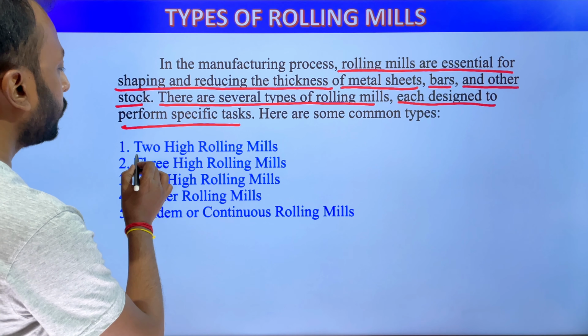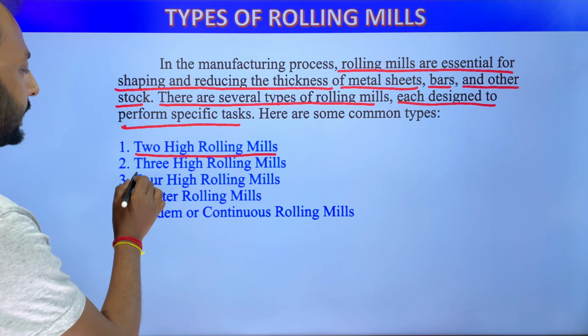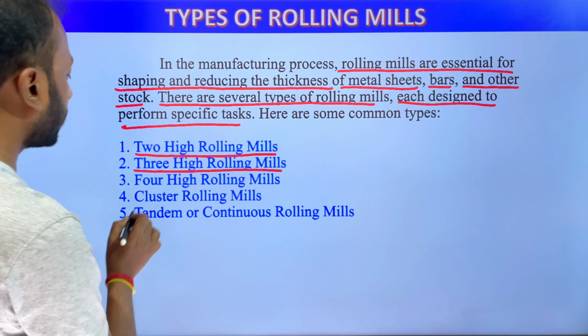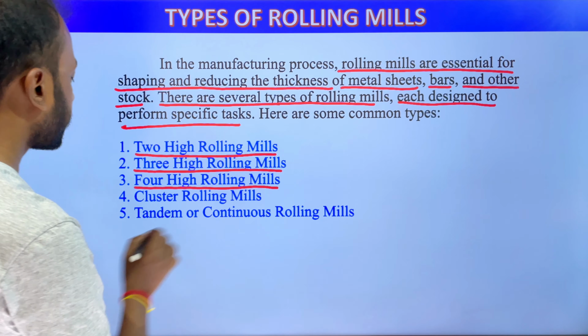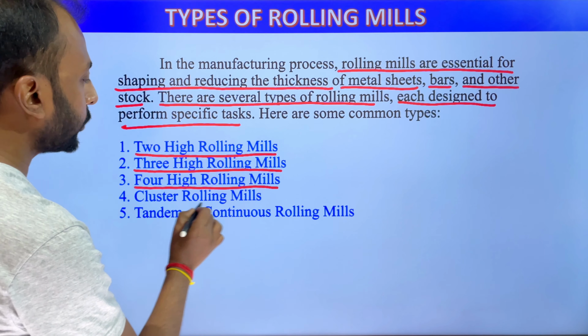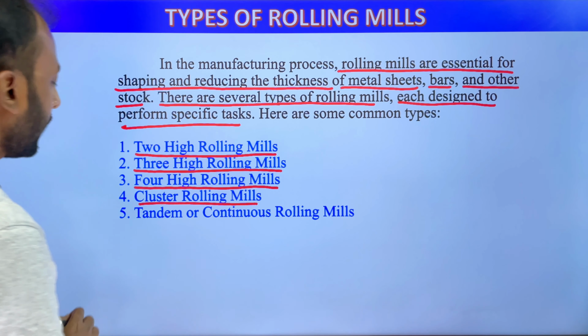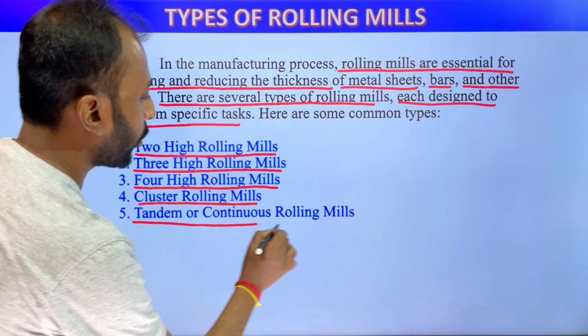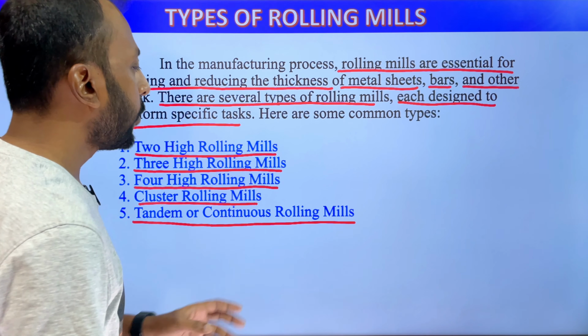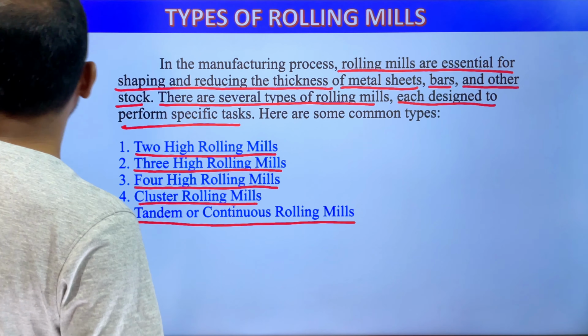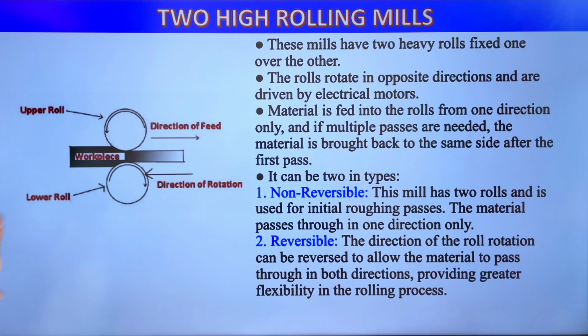First one is 2-high rolling mills. Second is 3-high rolling mills. Third is 4-high rolling mills. Fourth is cluster rolling mills. And the last one is tandem or continuous rolling mills. Now I will briefly discuss all of them one by one.